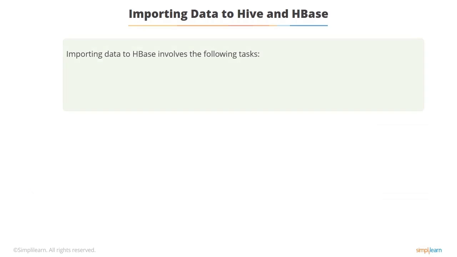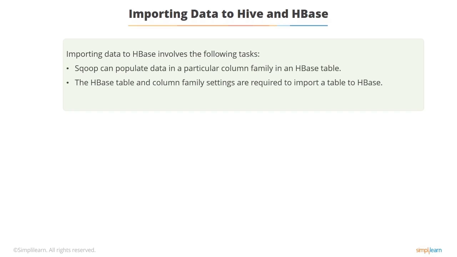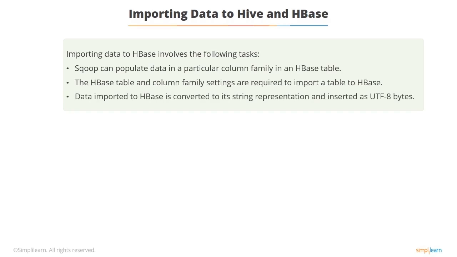Now that you have seen the process of importing data into Hive, let's talk about the process involved in importing data into HBase. When data is imported into HBase, Sqoop can populate the data in a particular column family in an HBase table. The HBase table and the column family settings are required to import a table to HBase. Data imported to HBase is converted using its string representation and inserted as UTF-8 bytes. Use the command shown on the screen to import data to HBase.